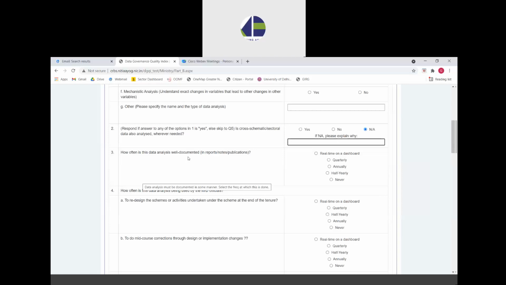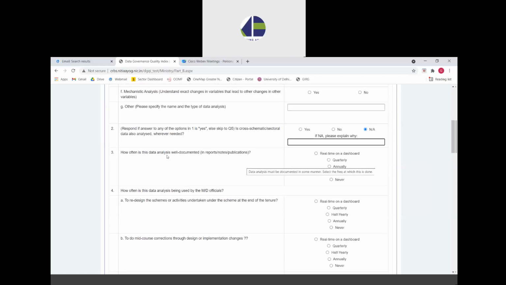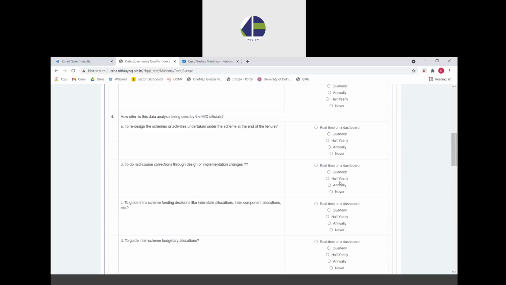Third, again, if the answer to any one of the options in question number 1 is yes, then the third question is seeking to ask what is the frequency at which this data analysis is then documented, because that's also very important. Once it is done, documenting it in any form, reports, notes, publications, any form. So whether it is being done real time, quarterly, annually, half yearly, or never. So it is being undertaken, but it is not clearly documented.